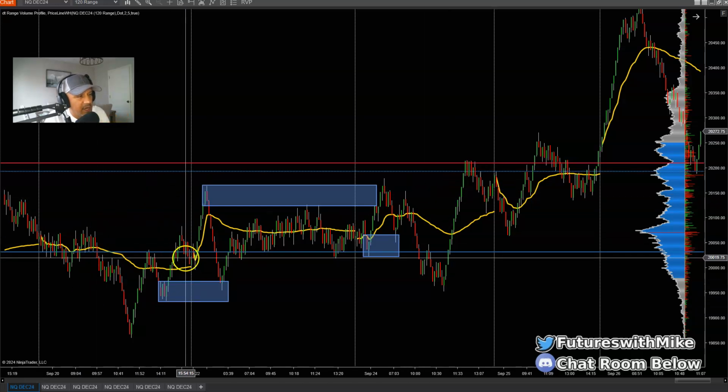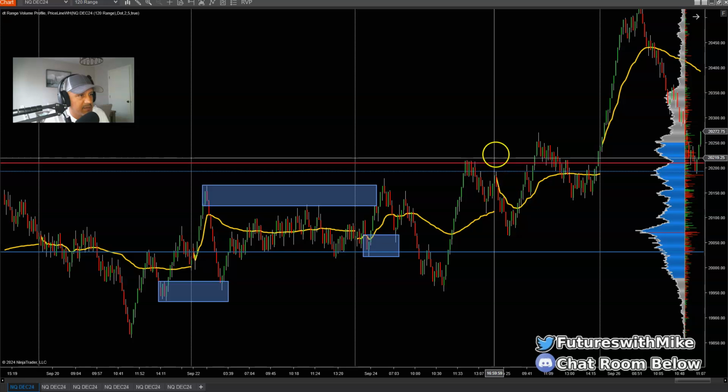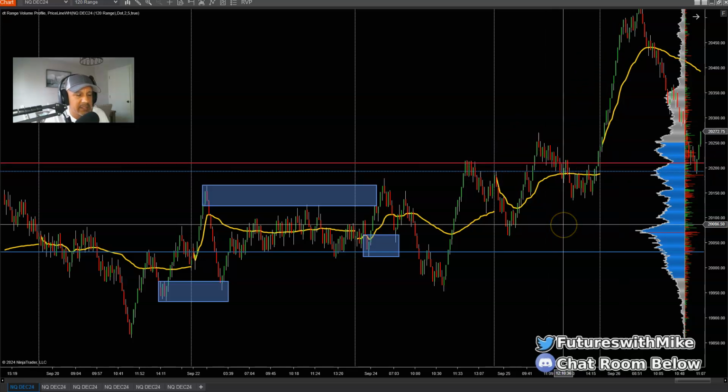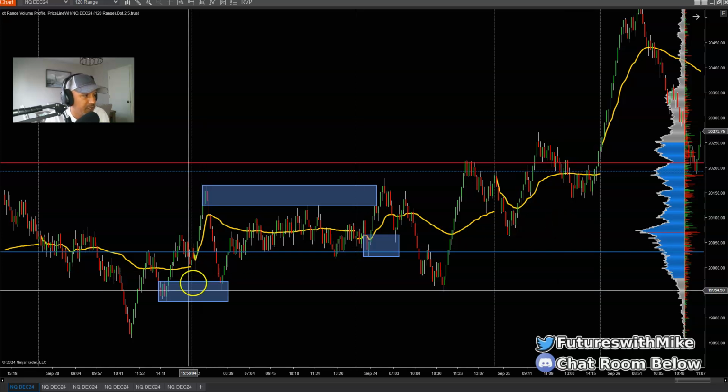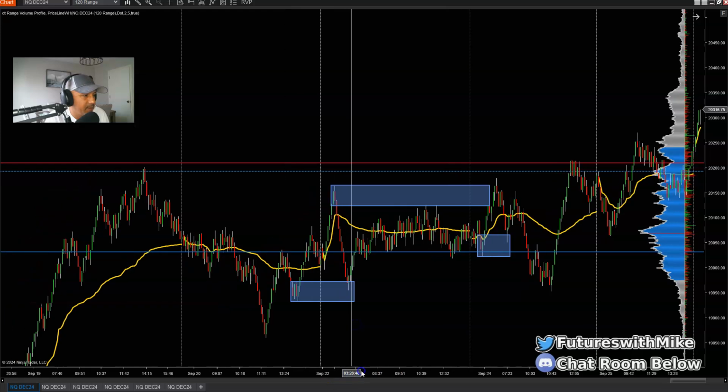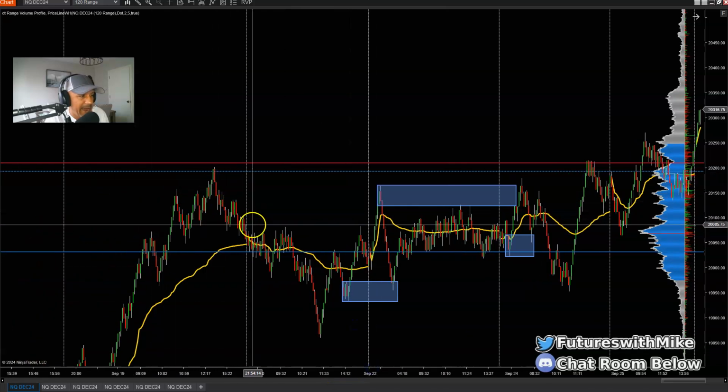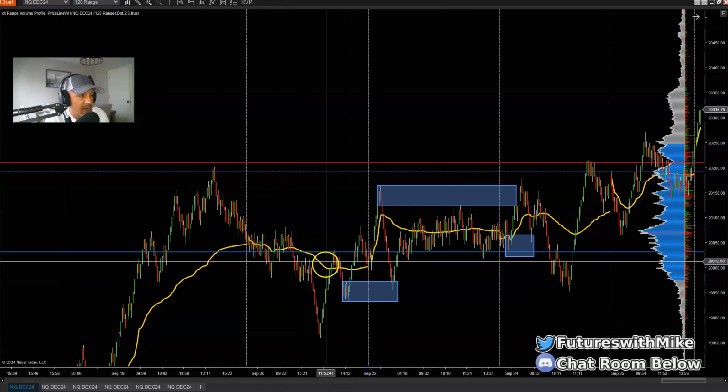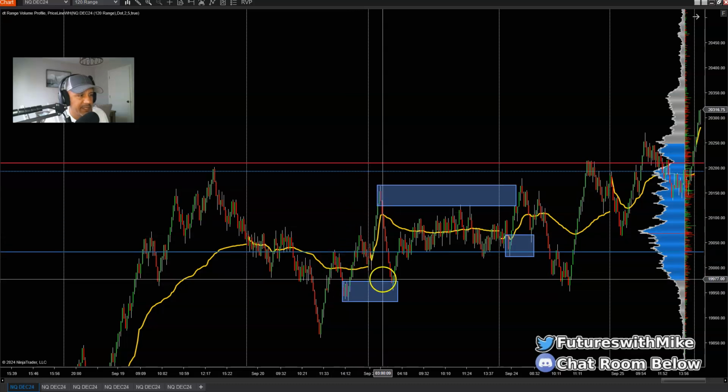So when you know the structure breaks to the upside, wait for pullbacks as the market is moving higher, pullbacks to key areas of demand, and then look for opportunities to go long. Just like right here, where we see the market start to pull back, but then it turns back around and starts to break structure back to the upside.